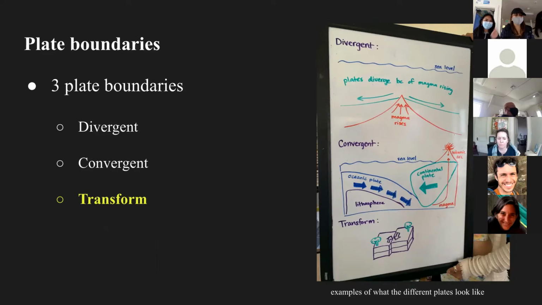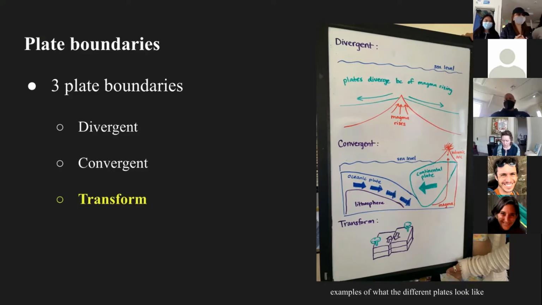Starting from the top, divergent boundaries are when two tectonic plates move away from each other, when the magma rises from the Earth's mantle to the surface, creating new oceanic crust. An example of a divergent boundary is a mid-ocean ridge.